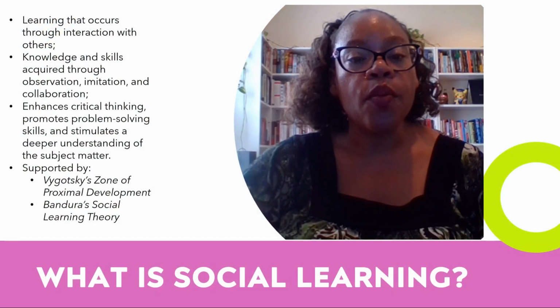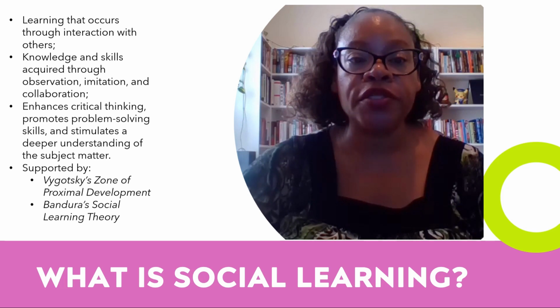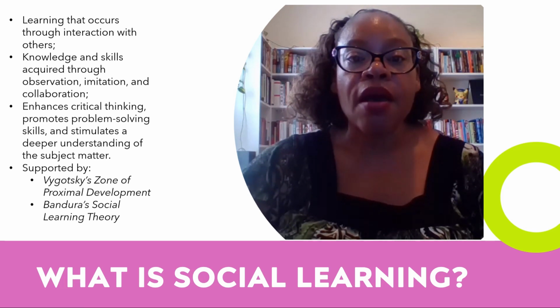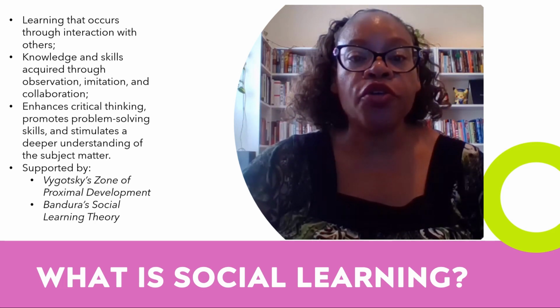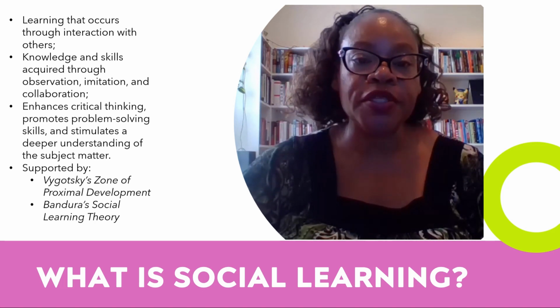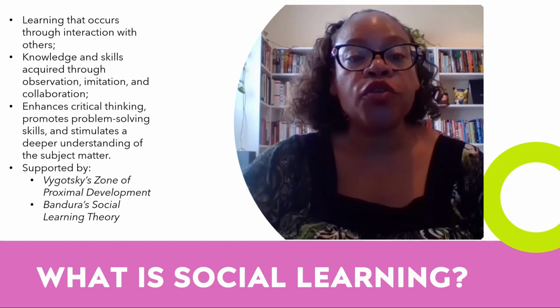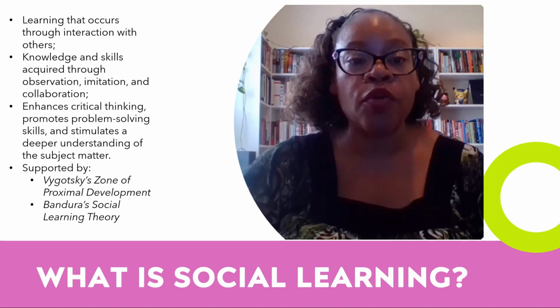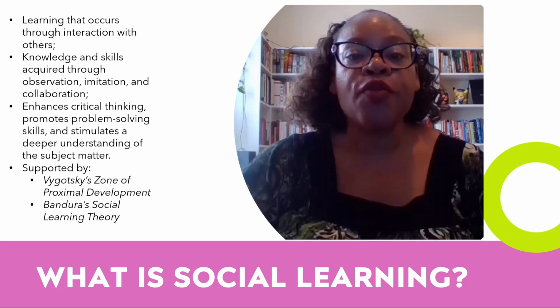What is social learning? Social learning refers to learning that occurs through interactions with others, where knowledge and skills are acquired through imitation, observation, and collaboration. Social learning is often associated with K-12 learners, but is also very important in higher education, as it enhances critical thinking, promotes problem-solving skills, and stimulates a deeper understanding of the subject matter. Although pedagogical principles differ slightly from andragogical ones, social learning benefits humans, social creatures, throughout our lives.